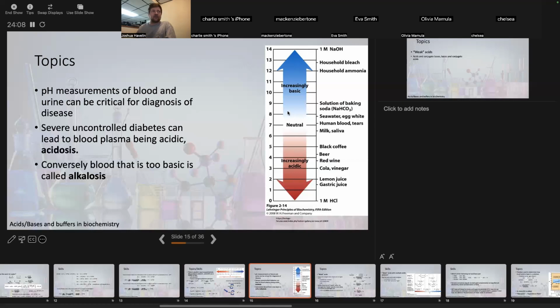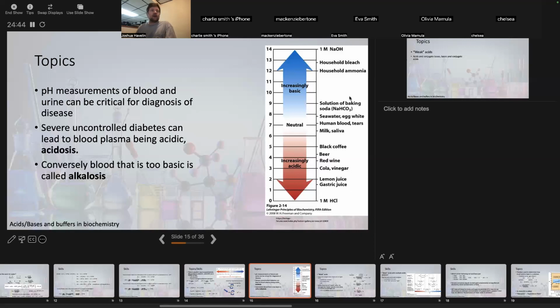I include this every semester just to give you guys a reference of where common household things are on the pH scale. So right around neutral, human blood and tears usually hover around 7.4. Milk and saliva is a little more acidic. Black coffee has a pH of about 5. Beer, red wine, somewhere around 4. And then cola or soda has a pH of roughly 3, similar with vinegar. And then we keep going down, right? Lemon juice, gastric juice, more and more acidic.